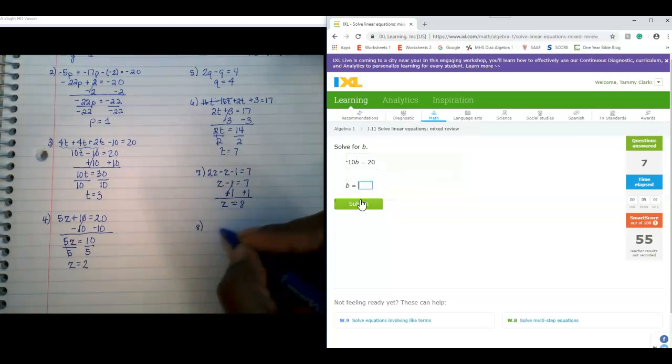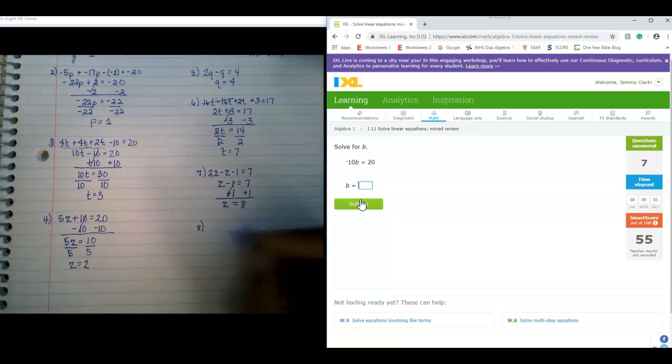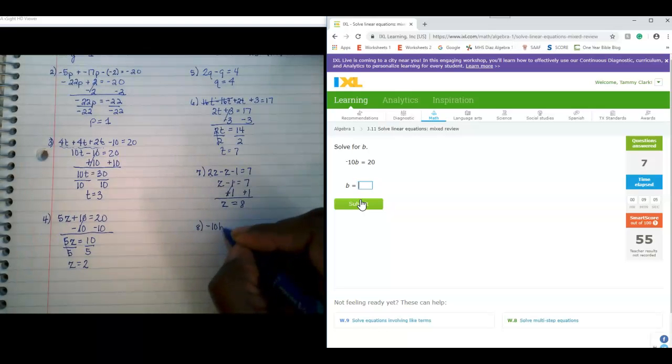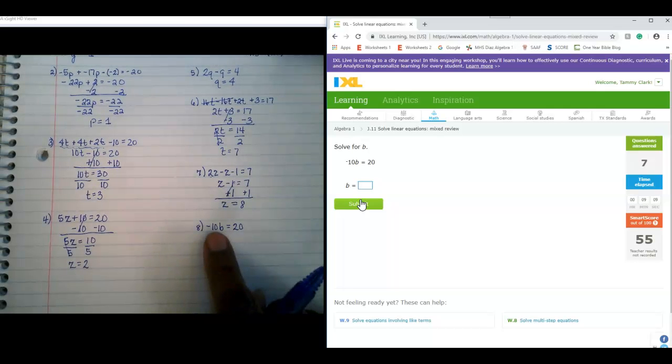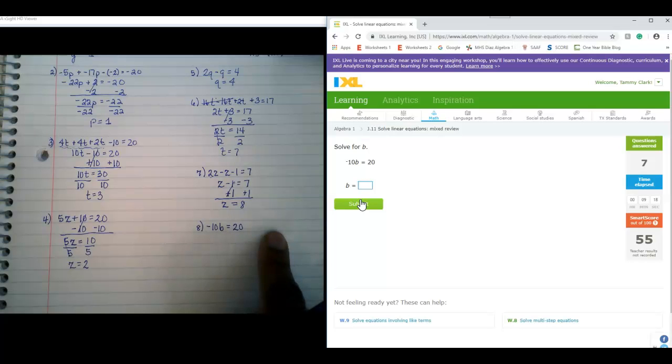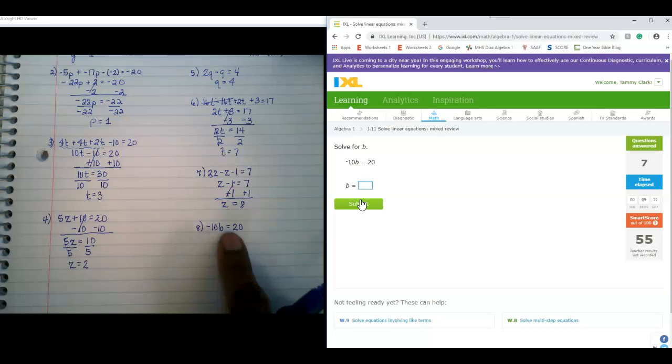Let's look at number 8. We're asked to solve for b. So we've got negative 10b is equal to 20. By inspection, I'm thinking to myself, some number times negative 10 gives me positive 20. Well, I know a negative times a negative gives me a positive, and so that must be negative 2.